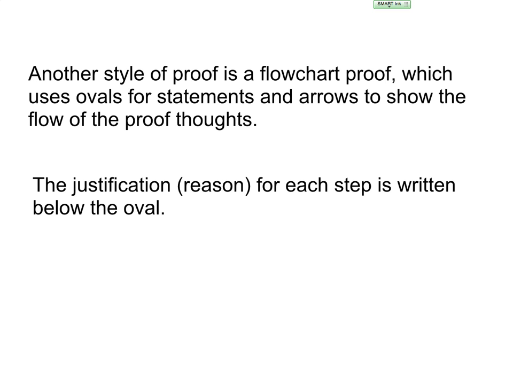This is more of an informal look to it. It uses ovals for the statements, and arrows show the flow of the ideas. Instead of numbering 1, 2, 3, 4, 5, we use arrows to show this idea leads to this one, which leads to that one, which leads to that one. So you have to kind of see how the ideas go in sequence to draw your arrows. The justification or the reason will still be there, and it's just going to be right below the oval.